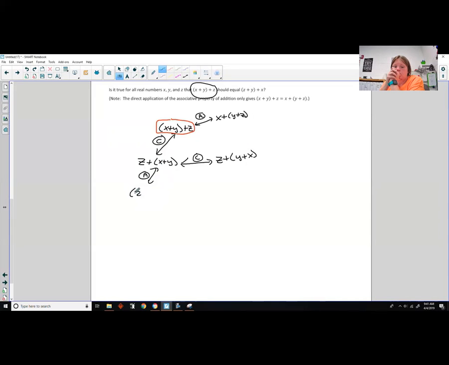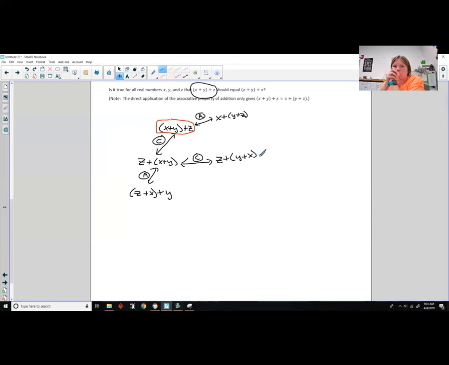Okay? And then down here, I will do the associative property of addition. And that's the parentheses moving. z plus x plus y. So the z, the x, and the y stayed the same. So I had this, but I was doing commutative property multiplication. I want to just focus on the addition here.